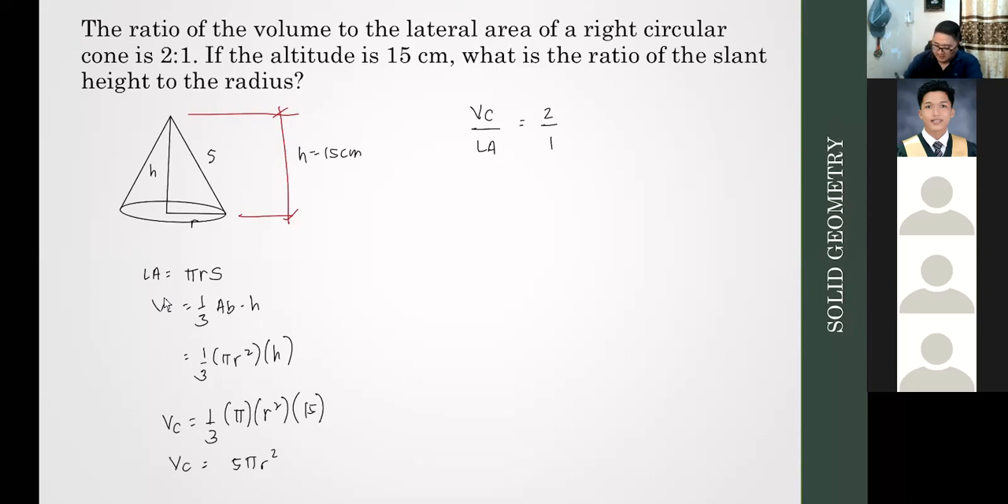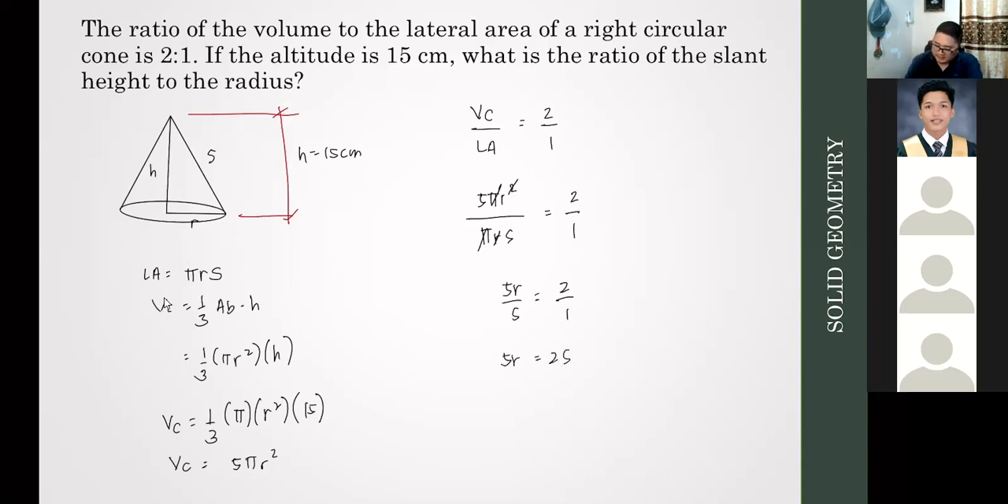So, let's substitute the given. We have 5 pi r squared as the volume of the cone, and the lateral area of pi r S is equal to 2 over 1. Okay? Let's cancel out what can be canceled. The r, one will remain on top. So, we have 5r over s is equal to 2 over 1. Now, let's cross multiply, we have 5r is equal to 2s.